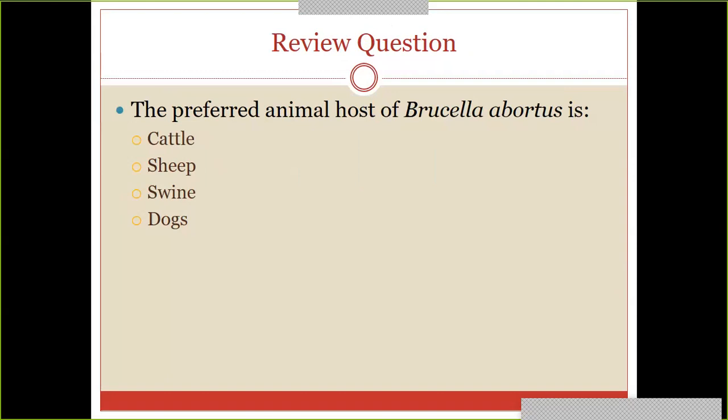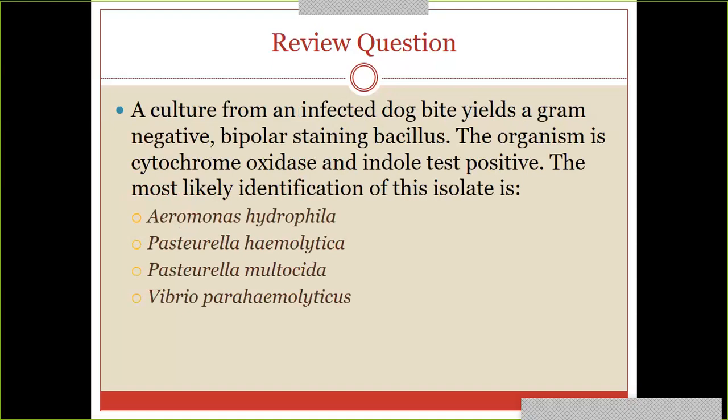All right, review question. Preferred animal host of Brucella abortus is, pause it now if you don't want me to answer it, but it is cattle. A culture from an infected dog bite yields a gram-negative bipolar staining bacillus. The organism is oxidase and indole test positive. The most likely identification is, and again, pause, but it would be Pasteurella multocida.